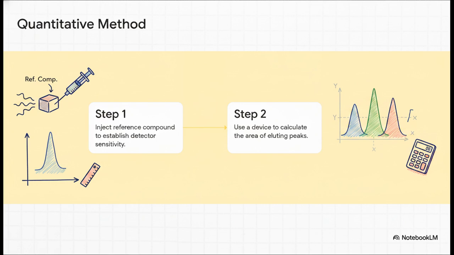So to get that highly exact quantitative measurement, scientists basically follow two steps. Step 1, they inject a known reference compound to establish exactly how sensitive the detector is to that specific species. Step 2, they use a device to calculate the exact mathematical area of the eluting peaks during the actual sample run. This completely proves that chromatography isn't just about separating a mixture, it's about precise, incredibly accurate measurement.